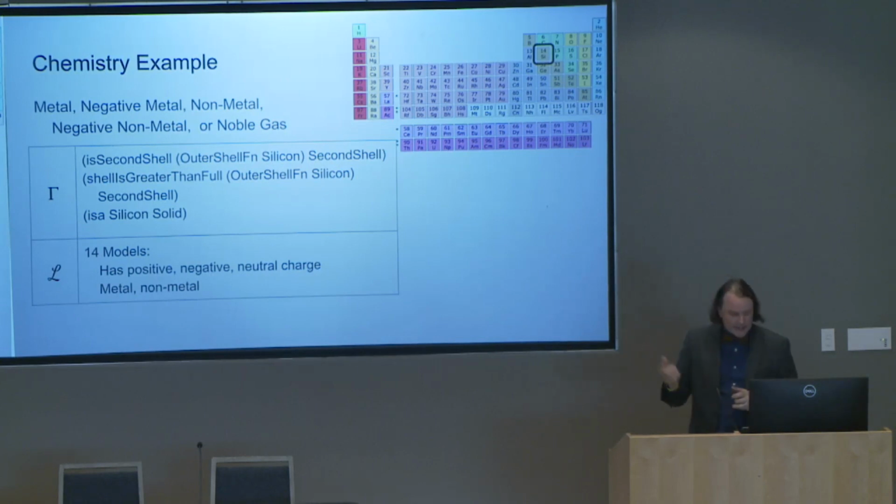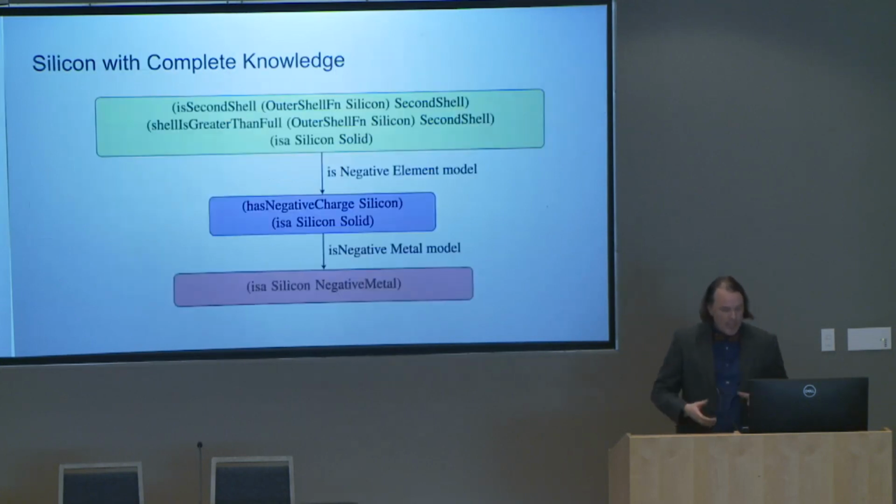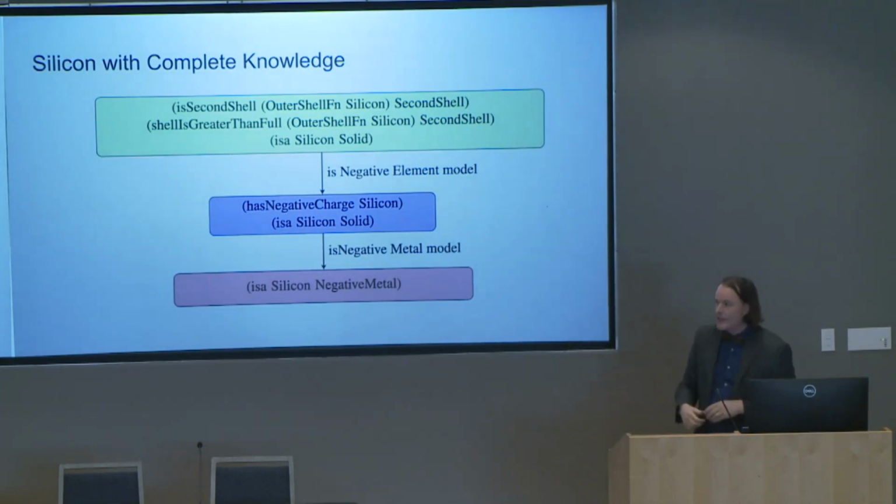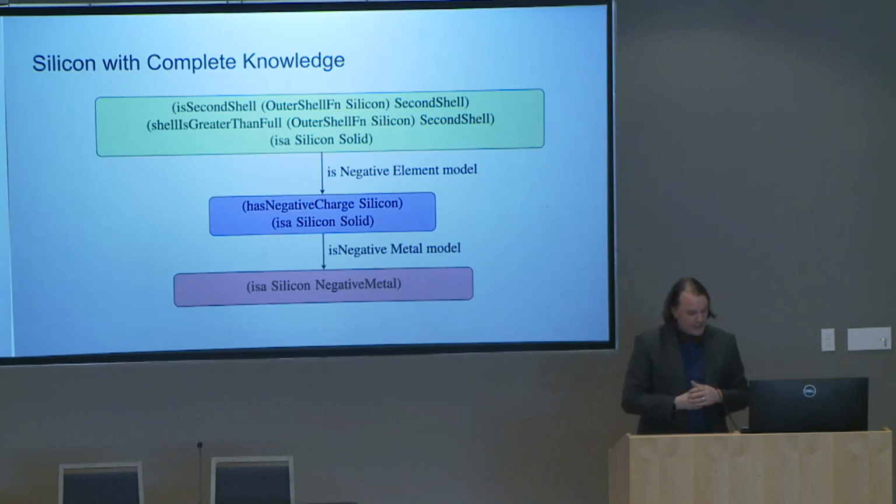When starting with this gamma and these 14 models, we run Rager on this. The top here is our initial gamma. Our next gamma is the result of inferring that it is a negative element. And then after one more inference step, we finally infer that silicon is in fact a negative metal. Of course, this is running with complete knowledge.